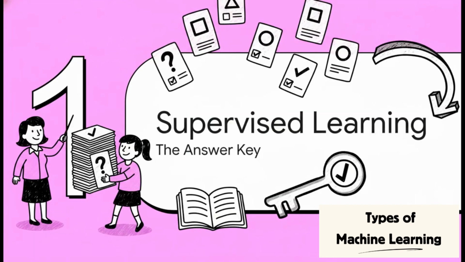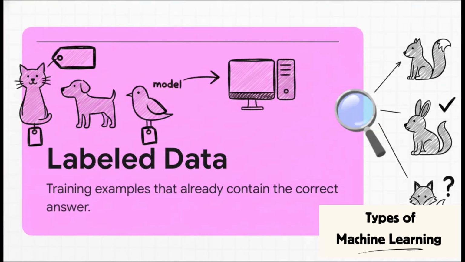Section 1. Supervised learning, also known as the answer key. This first path is actually remarkably similar to how we learn as kids. It's kind of like a teacher handing a student a massive stack of flashcards with the questions on the front and the exact answers written clearly on the back. In this method, we feed the model what we call labeled data.